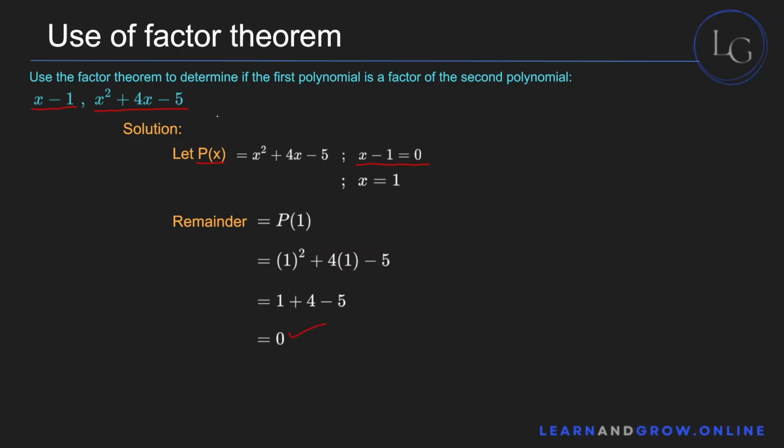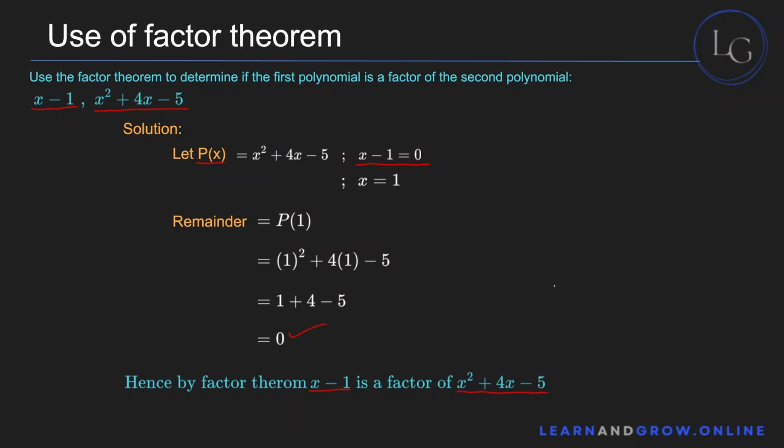Now, for a polynomial to be a factor of another polynomial, you'll have to equate it to 0, and then you'll find its value, and when you plug it in, it should give you 0, which means that the remainder is 0. And once you get that the remainder is 0, you can clearly say that the polynomial is a factor of another polynomial. So over here, x minus 1 is indeed a factor of x squared plus 4x minus 5.